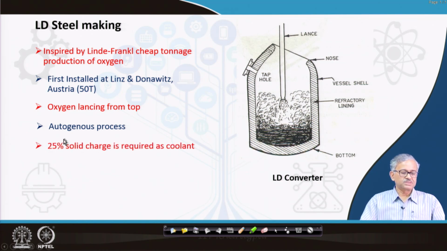25% solid charge is required as a coolant, because whatever heat is generated is more than is needed for self-sustaining this process. So, this excess heat basically increases the temperature of the liquid steel beyond 1600, and the refractory lining is affected. Okay. For that, to maintain the temperature at 1600 degrees centigrade, we have to add some amount of coolants. At least 25% solid charge is used to maintain the temperature at 1600 degrees centigrade, otherwise the temperature shoots up. Okay.